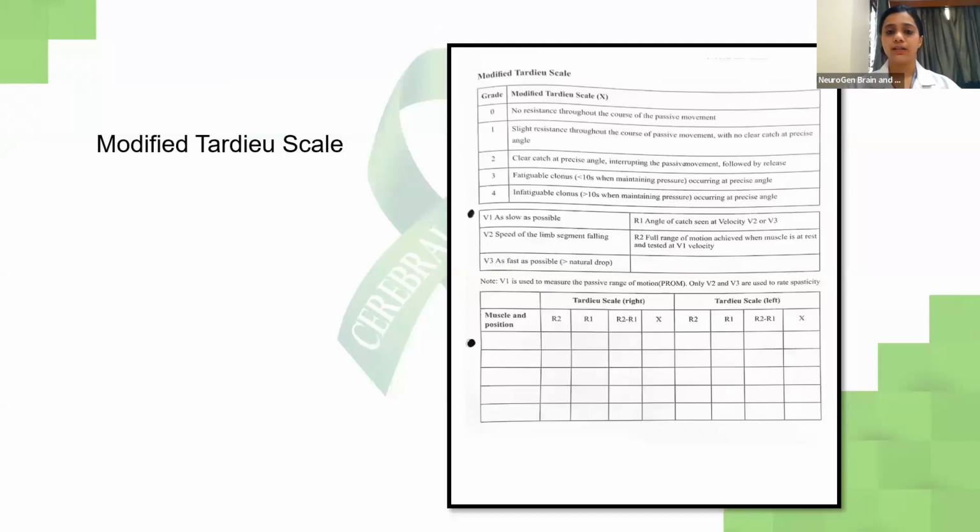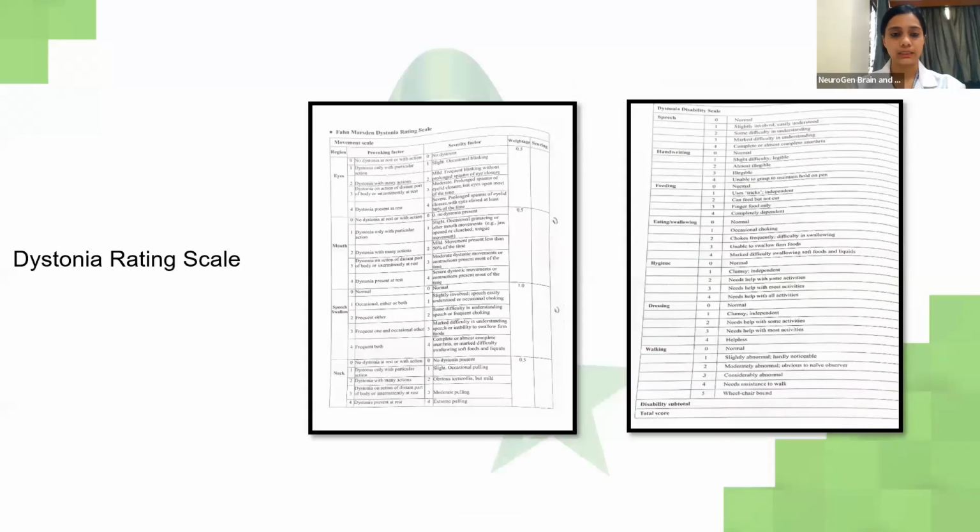Then the modified Tardieu scale also is a very valid and reliable scale, which is used for a child to check how much is the tone. We need to check the tone and tightness. Then the dystonia rating scale.